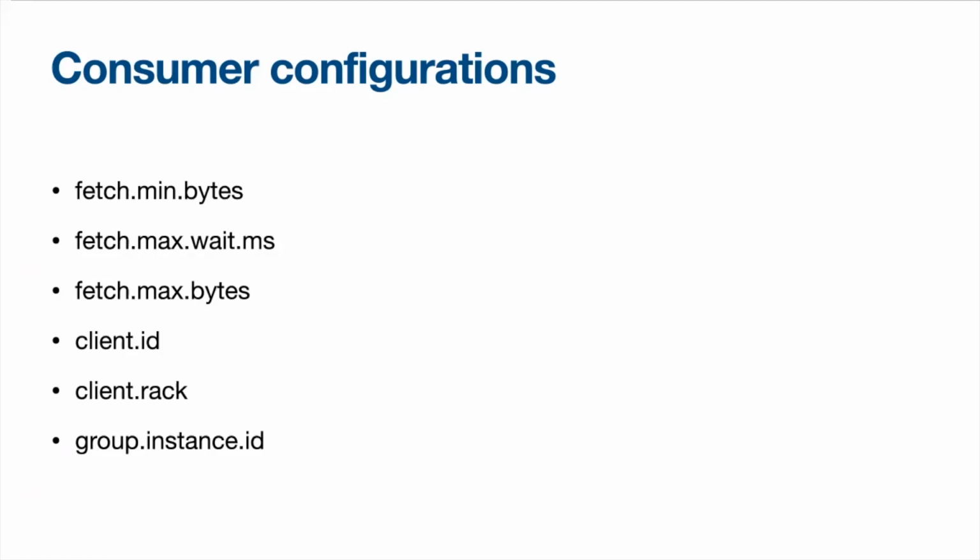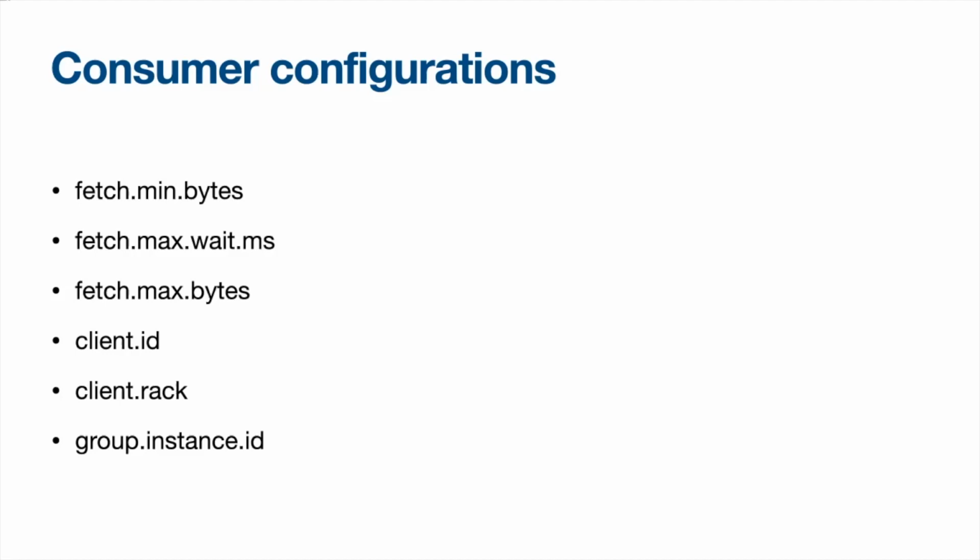So first one is fetch minimum bytes. As the name suggests, this property allows you to set a minimum number of bytes over here. By default, the fetch minimum bytes is 1 byte. So let's say if you specify it as 1 MB, your Kafka will only retrieve records from the topic partitions when 1 MB of data is available to read or 1 MB of data is available to receive.